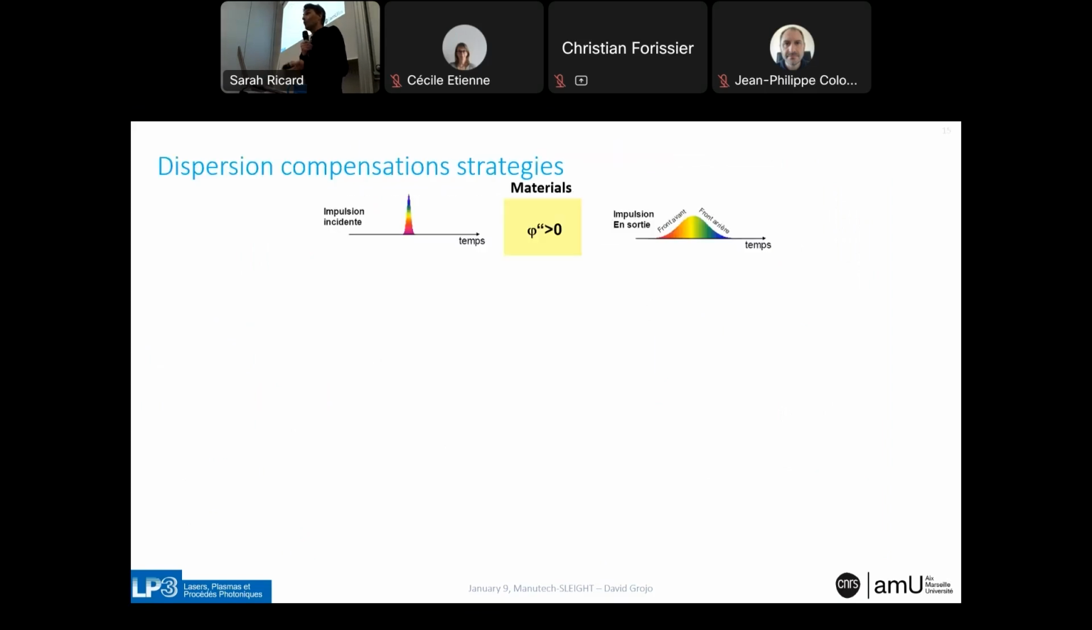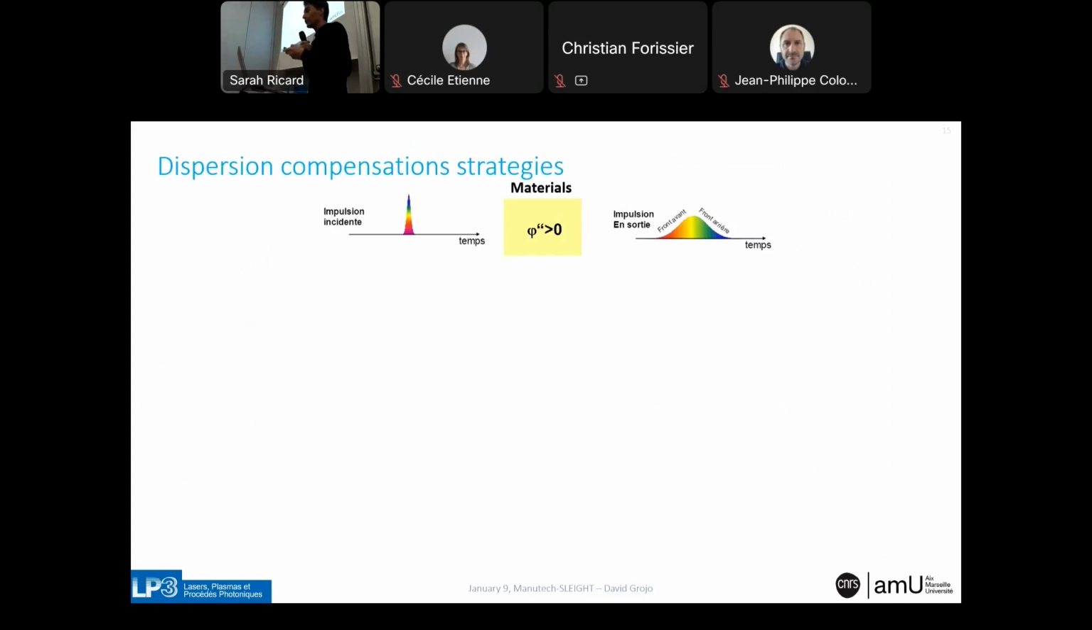But in the same way you can compensate for spherical aberration, you can compensate for GVD, group velocity dispersion. As I said, in practice, a short pulse can be seen as a superposition of many spectral components. And in practice, most materials will exhibit a positive GVD. That means that the red will propagate faster than the blue and stretch this short pulse when you propagate.